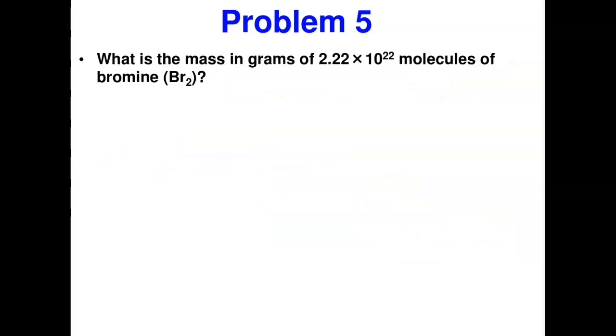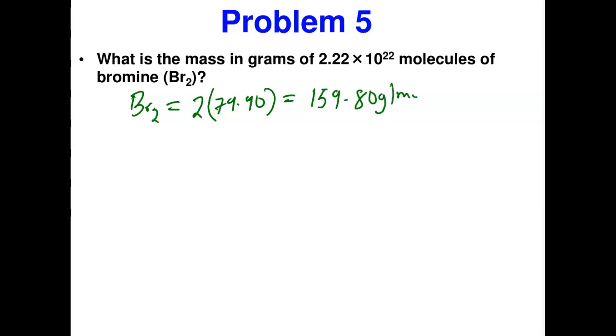It says, what is the mass in grams of 2.22 times 10 to the power 22 moles of bromine? Again, a pure bromine atom exists as a diatomic molecule, Br2. So we're going to calculate the molar mass of that guy, remember. Since we are looking for the mass, we calculate the molar mass. There are 2 atoms of bromine, and 1 atom of bromine will weigh 79.90. When you multiply that, this is going to give us 159.80 grams per mole of bromine.